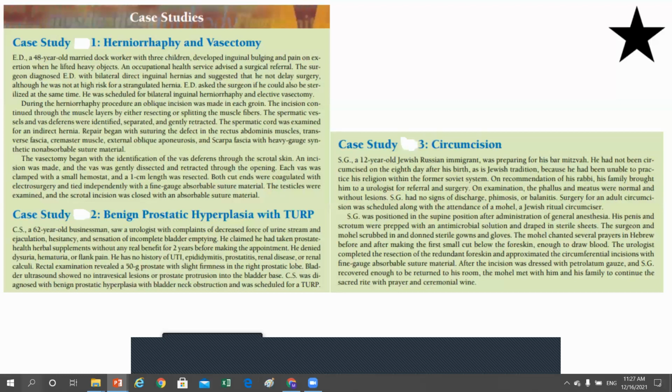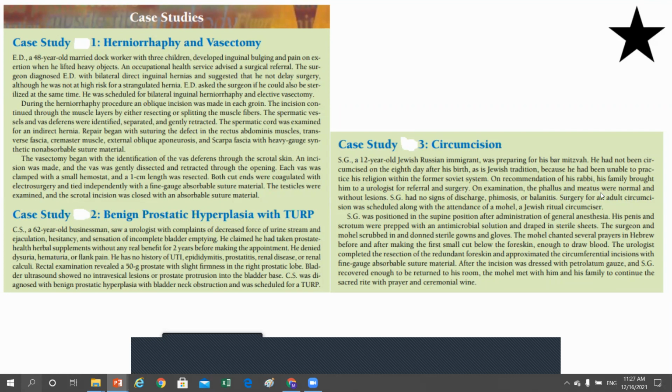So he was circumcised 8 days after his birth. This is a Jewish tradition, but it is in Muslims also. He had become able to practice his religion within the formal Soviet system, on the recommendation of his Rabbi. Rabbi is the religious leader for Jewish people. His family brought him to a urologist for the referral surgery.